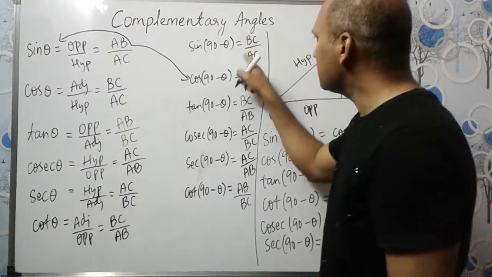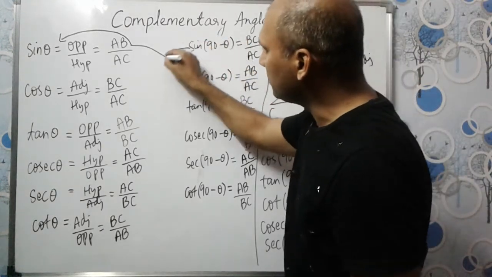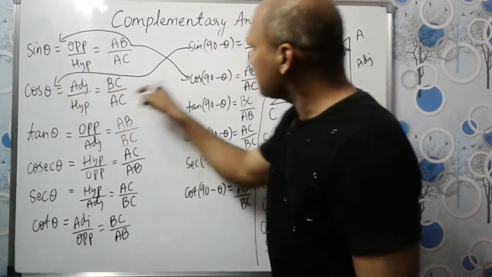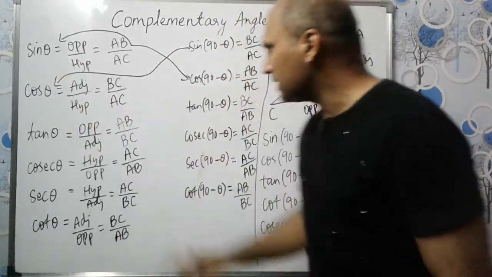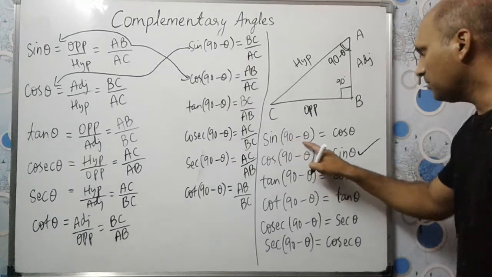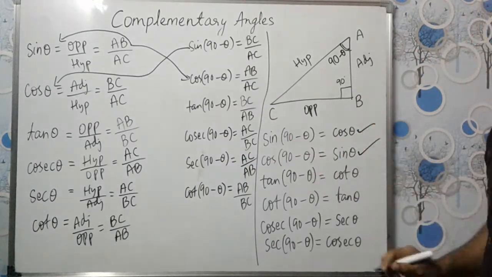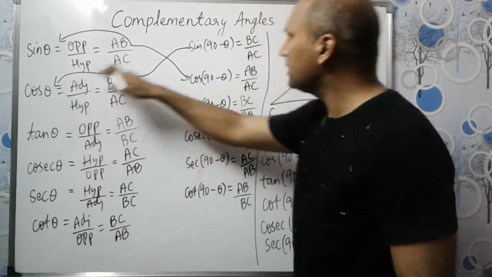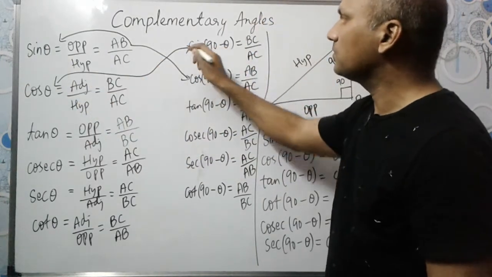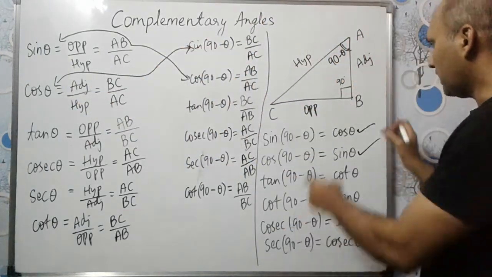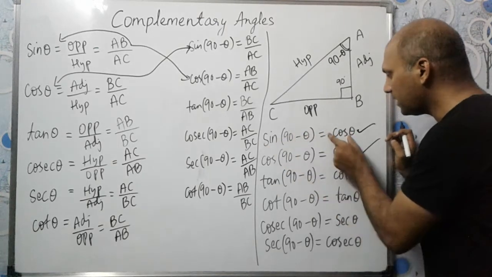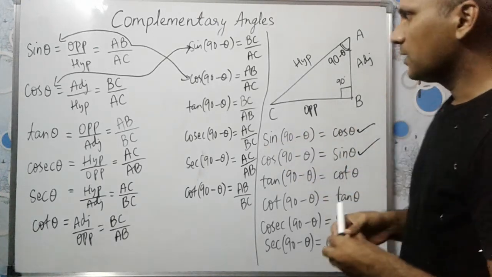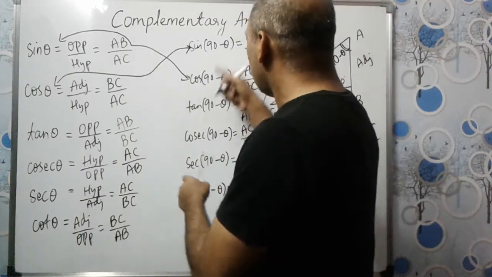What about this one, BC by AC? Where is BC by AC? Here, BC by AC. That means sin 90 minus theta is equal to cos theta, or we can also write cos theta is equal to sin 90 minus theta. Okay, so sin cos is done.